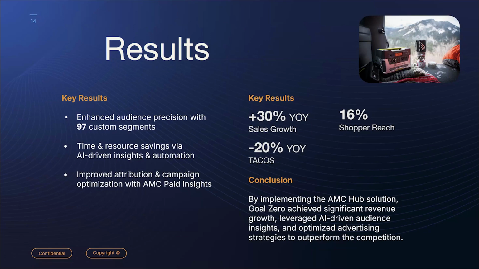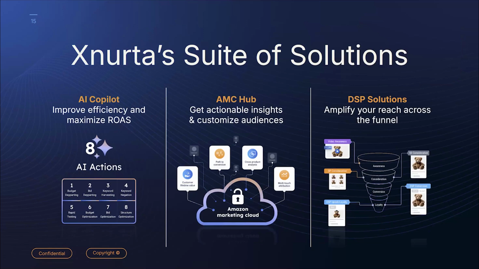If anyone has any questions on this, feel free to reach out to our team. We can go into some more detail of how we did each of these steps. Just a brief quick look here. Again, like I had mentioned many times, our solution comprises AI Copilot and sponsored ads management. It's done through AI rules, also manual controls as well, AMC Hub, which we talked about a lot today, and also DSP access and tools.